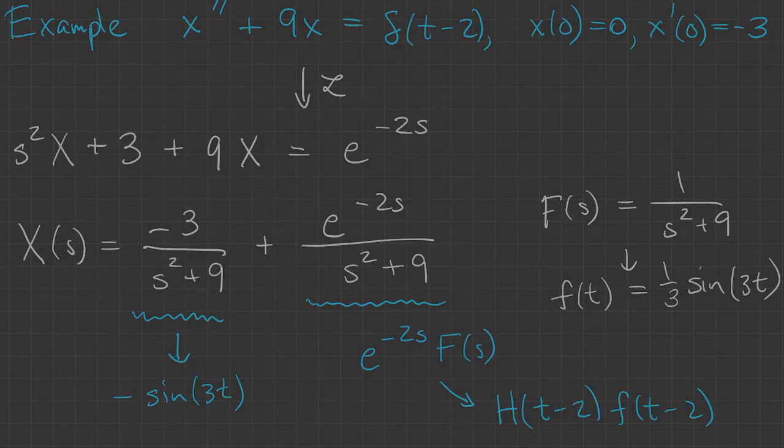Putting everything together, x of t has two contributions, the first term that we inverted directly, and the second term that resulted from the shift theorem.